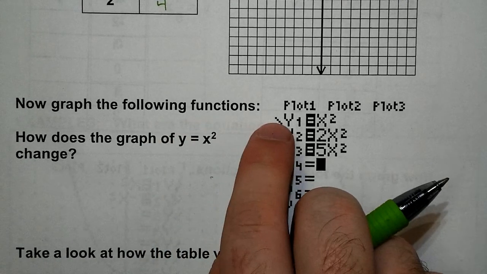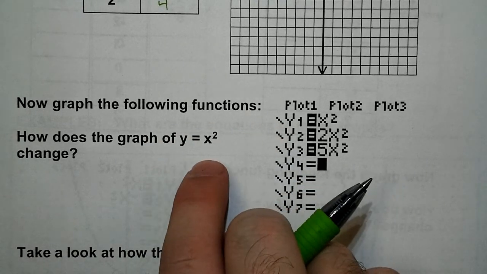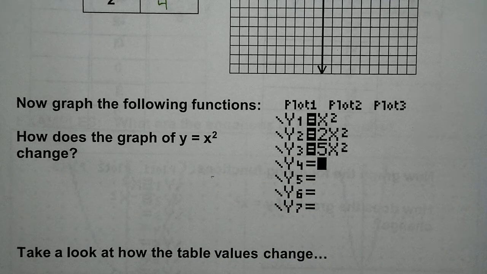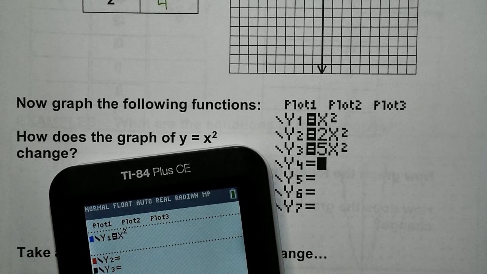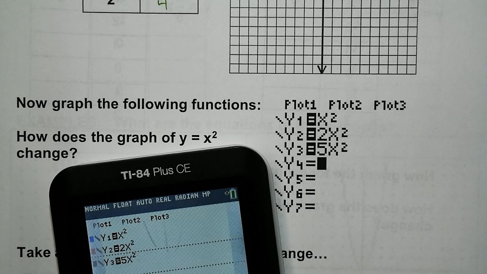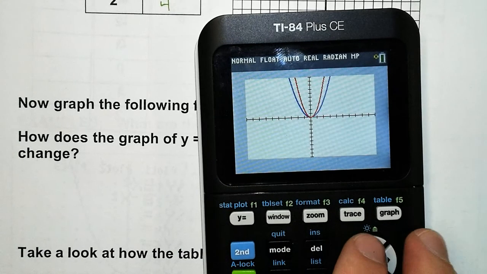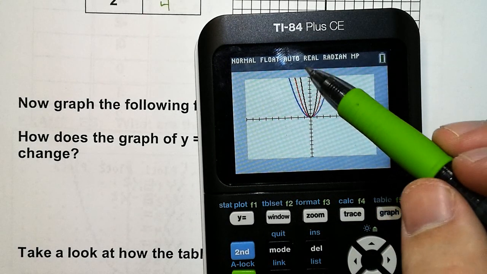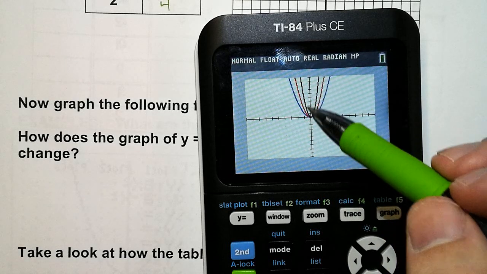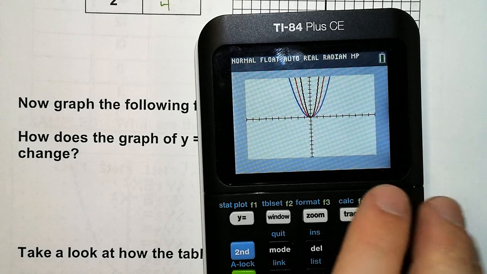Now it says graph the following functions, and it asks how the graph of y equals x squared changed. So go back to your y equals, and this time we're going to type in on number 2, 2x squared, and then on number 3, 5x squared. So we hit graph, and let's look and see what happens. So the red line was line 2, and you see it got a little thinner. The black line was line 3, and it got even thinner.